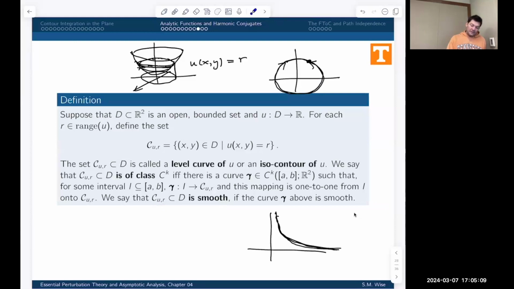So all we're interested in here is, can we trace out these curves with a smooth curve gamma? Okay, so I need to have different definitions here, right? So I call this a curve and this is a level curve. It's a little bit confusing, but I hope that it at least makes some sense. Are there any questions about that?